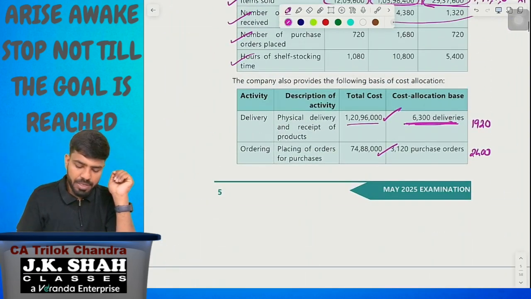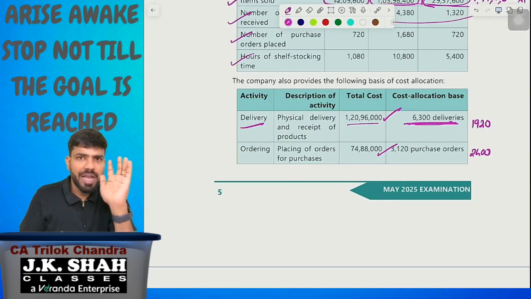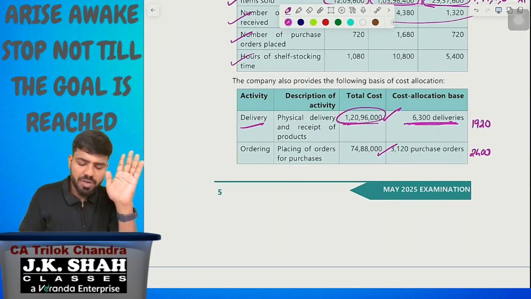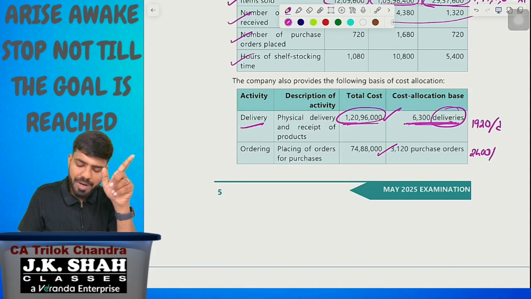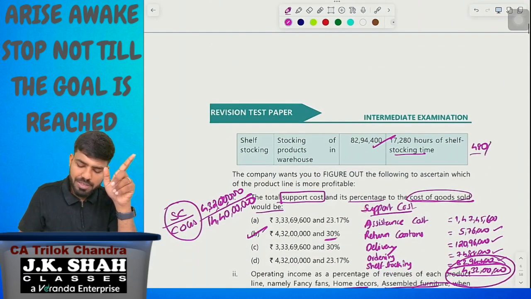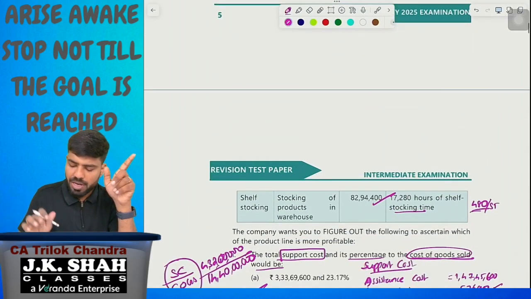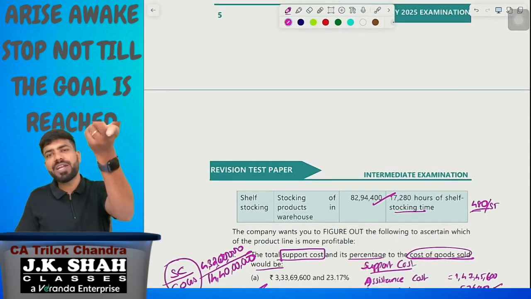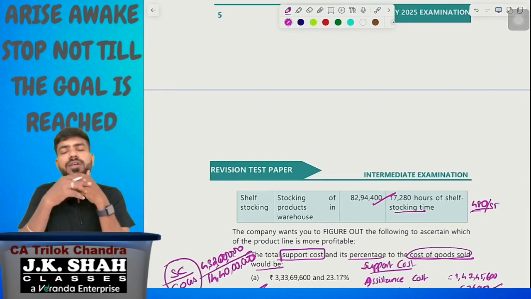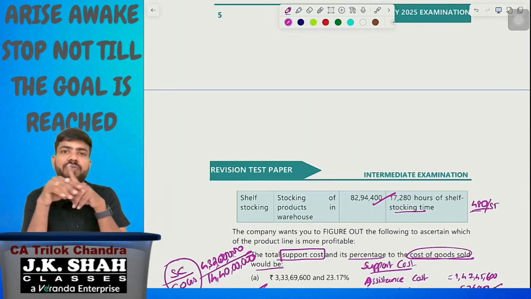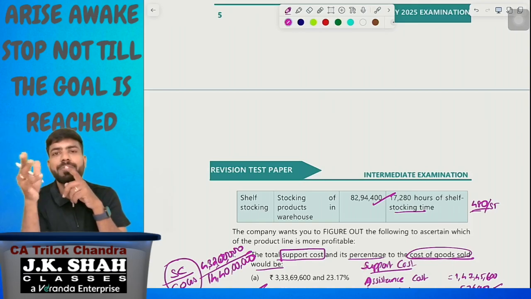Here I already wrote. Delivery is one of the activities. Total cost is 1 crore 20 lakh 96,000. Cost driver is number of deliveries. So per delivery 1920. Same way per purchase order 2400. Next per shelf stocking hour 480. So answer is 1920, 2400 and 480. And one more support activity is customer assistance. 1 rupee per item.